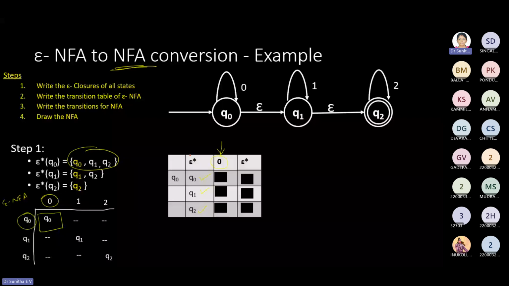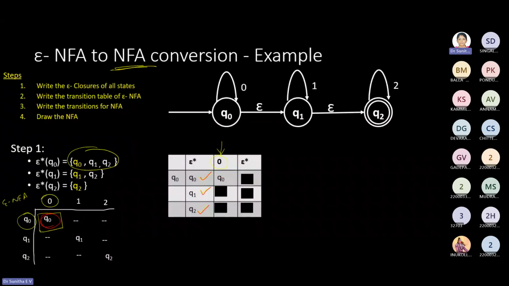Q0 on 0, what is the transition? Q0 on 0, the transition is this, so it will be Q0. Then Q1 on 0 is null and Q2 on 0 is also null. So we will put the nulls here. You can either put the phi symbol over here or write a null state like that. Or for saving space, I simply put the dash symbol. That means there is no transition for 0 on Q1 and for Q2 also there is no transition. That is why.